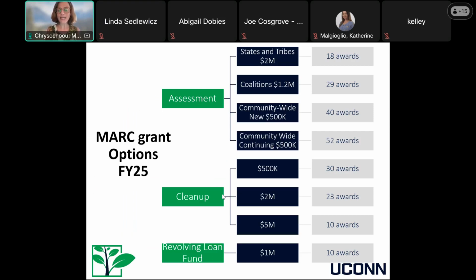Here we're going to focus on the cleanup grants that will be capped at 3 different levels. So there will be 30 awards capped at $500,000, 23 awards at $2 million, and 10 awards at $5 million. And these are nationwide. So this tells you something about how competitive these grants are going to be. So if you want to be more competitive, the $500,000 and the $2 million grants are going to be the most awarded in terms of numbers.